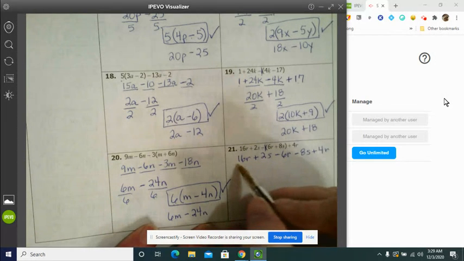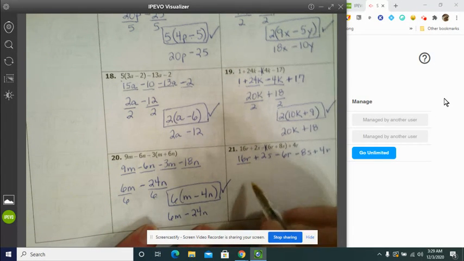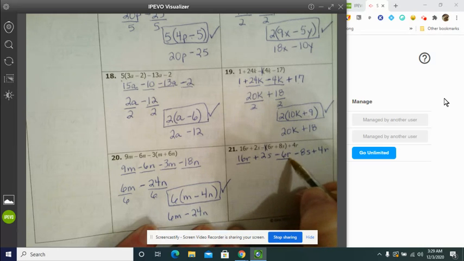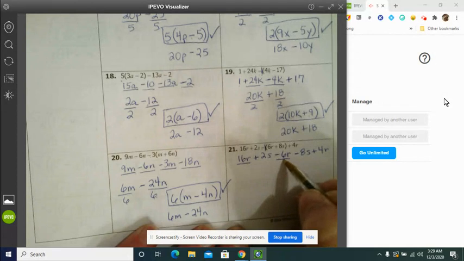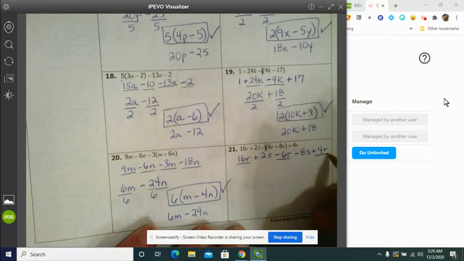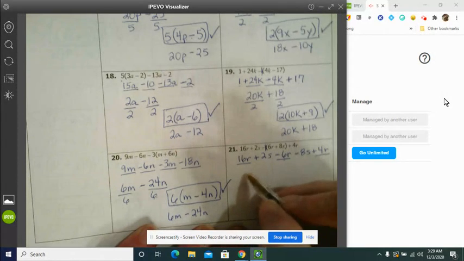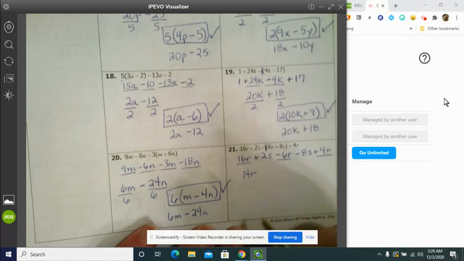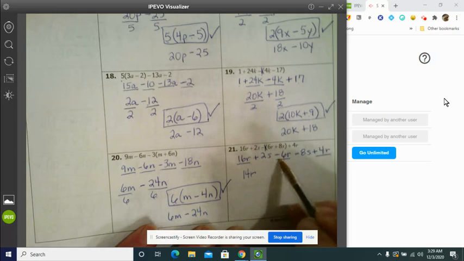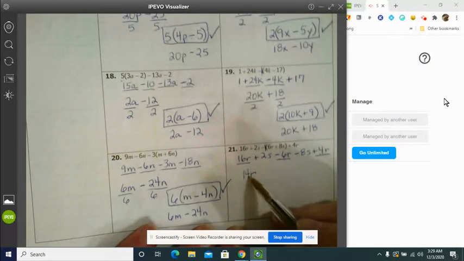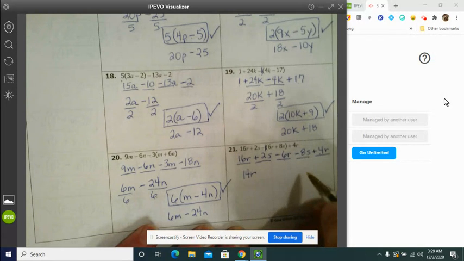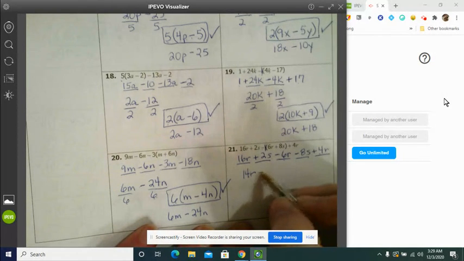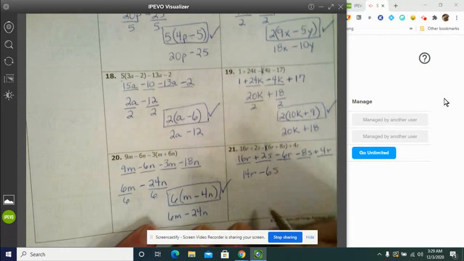So now I'm going to add. I've got my positive 16r, my negative 6r. So positive 16, negative 6 leaves me positive 10. And then I have a positive 4r. So I have a positive 14r. So 16 minus 6 is 10, plus 4 is 14. Okay, then I have a positive 2s and a negative 8s. So that's going to leave me a negative 6s.